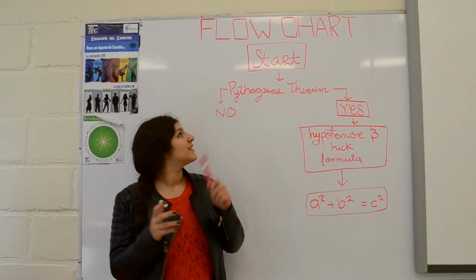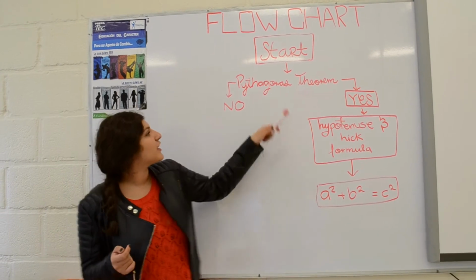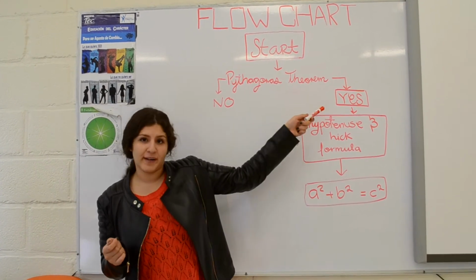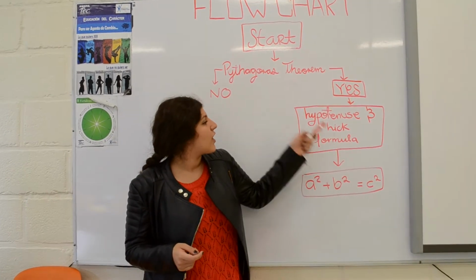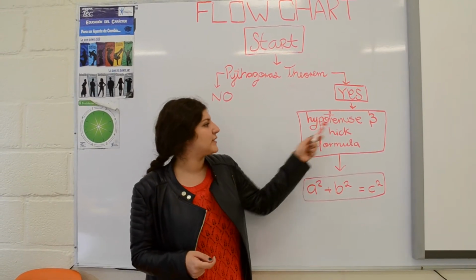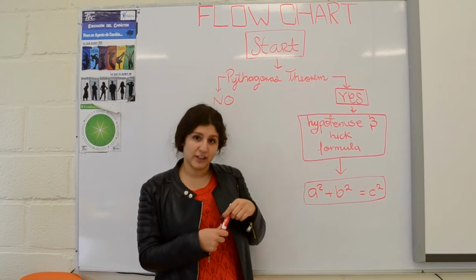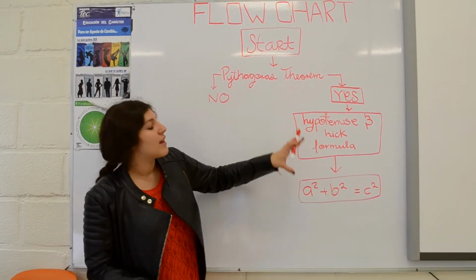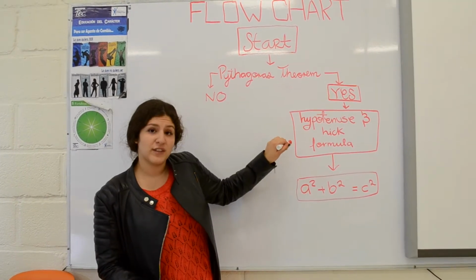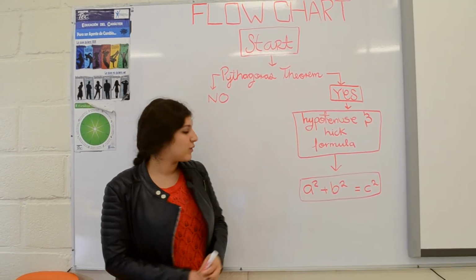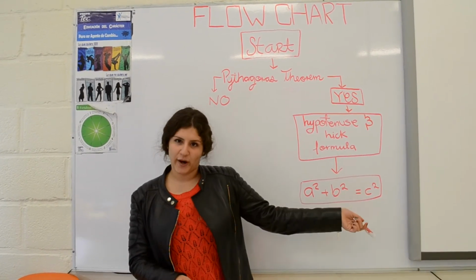Our flow chart. We start asking ourselves if we're going to use our Pythagoras Theorem. If we're going to use it, we're going to use the formula with hypotenuse and leg. Leg in Spanish means cateto. We are going to use our Pythagoras Theorem, and we're going to use this one. So the formula will be h squared plus b squared equals c squared.